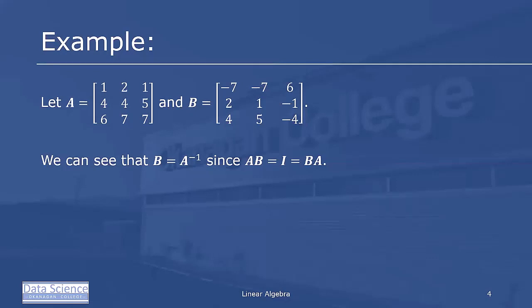Here's an example. If we look at the matrices A and B, and we compute A times B, or compute B times A, we end up with a matrix with ones down the main diagonal and zeros everywhere else, an identity matrix. So from this example, we can see that A is B inverse and B is equal to A inverse.